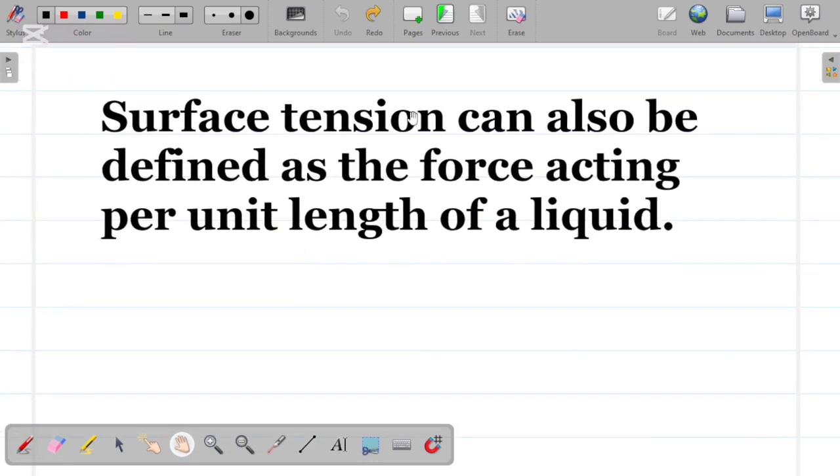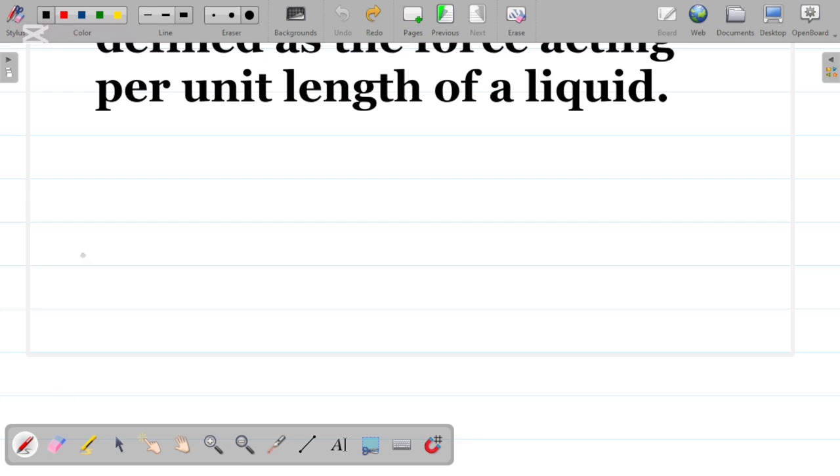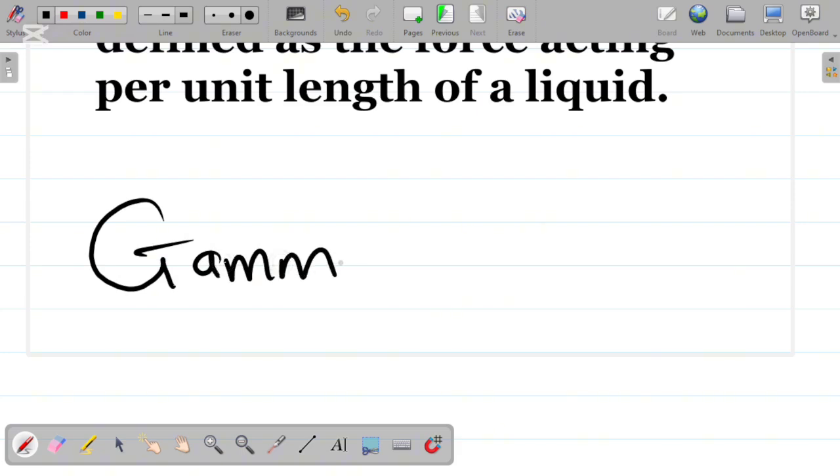Alright, so surface tension can also be defined as the force acting per unit length of a liquid. The coefficient of surface tension is called gamma. This is gamma.